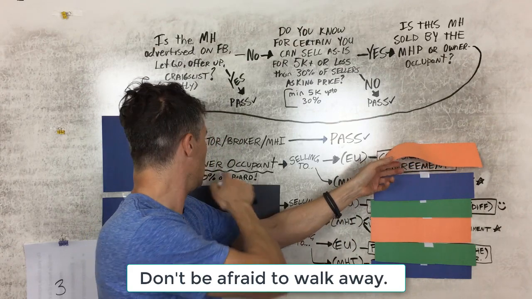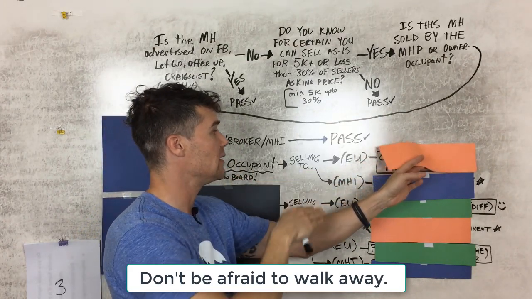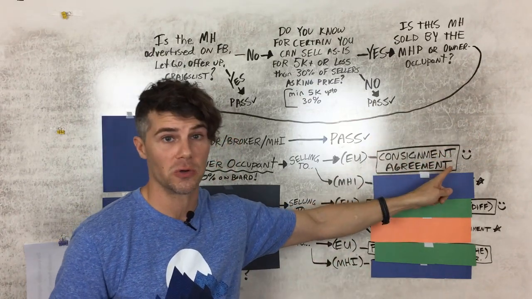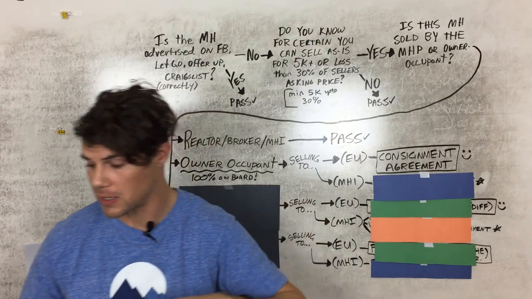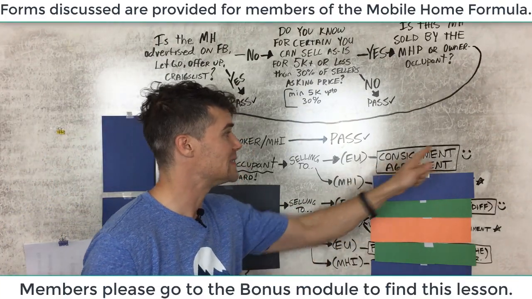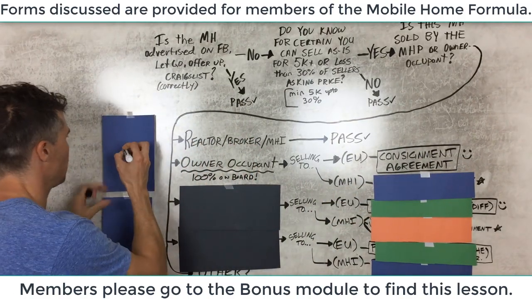If you're getting it from an owner occupant and you're selling it to an end user, I want you to use a consignment agreement, which is what we were talking about before. Now, that can be downloaded. You can find that on this page. But the consignment agreement, this little smiley face is something we're going to talk about right here.